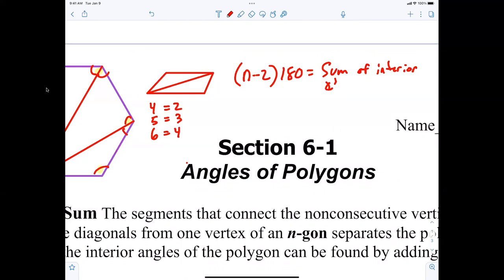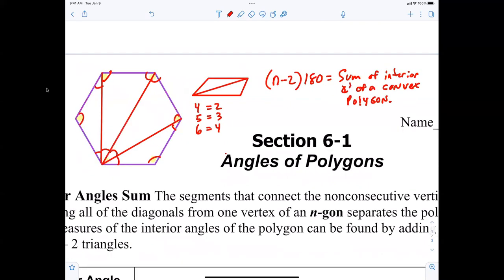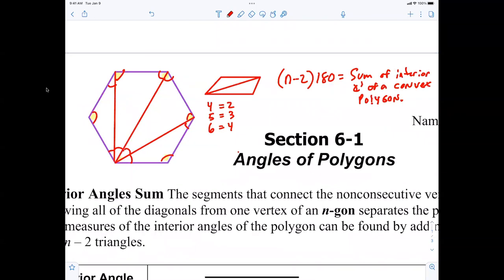Now, it's the sum of the interior angles of a convex polygon. Of course, polygon just means many sides. This is considered convex because when you draw the diagonals, all of the diagonals are on the inside, or the interior, of the polygon.